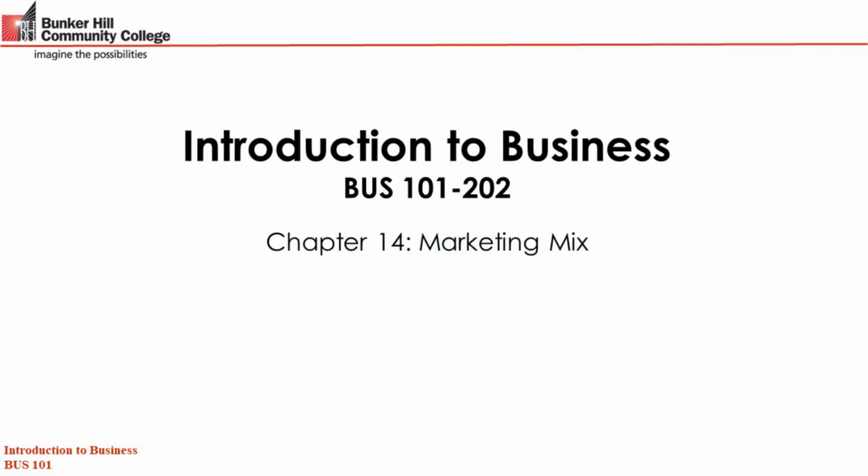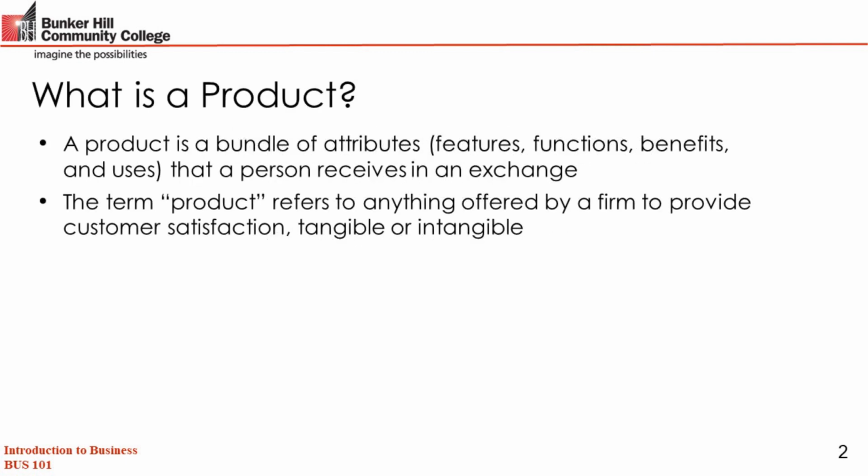The next thing we're going to do is chapter 14, the marketing mix. First thing we want to look at is what is a product. Right in the beginning of the semester, we said that a product is either a good or a service, but it really is a bundle of attributes. It's all of the features, functions, benefits, and uses of that product, or good or service, that a person gets as a benefit in exchange for something of value.